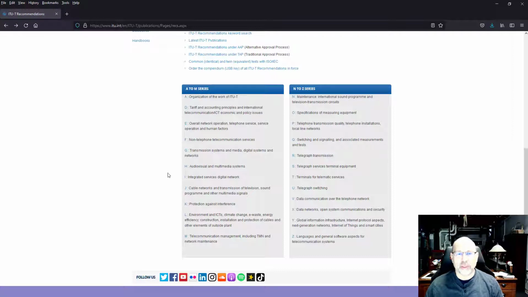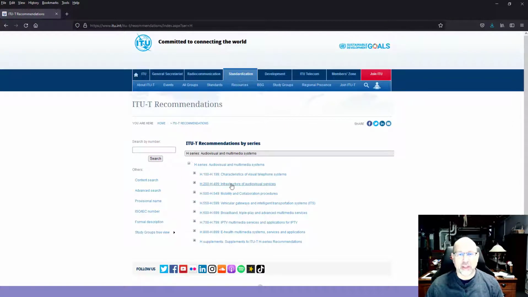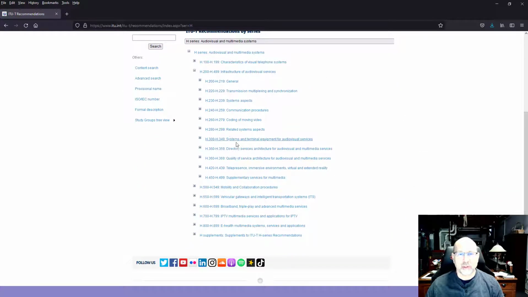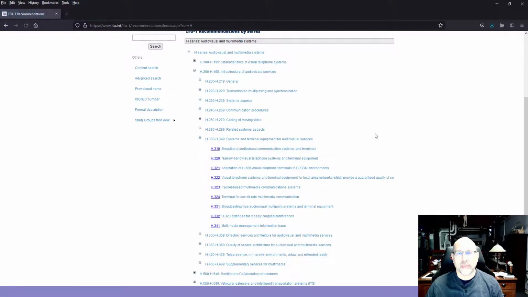We are interested in the H series today, and we want H.323. So we're going to take a look here, and this is where we would actually go to pick up this particular standard. But you can see that there are a lot of standards that go along with that. Okay, so that's where you would go to actually get them. You can go out there today and take a look for yourself. You can just download them.